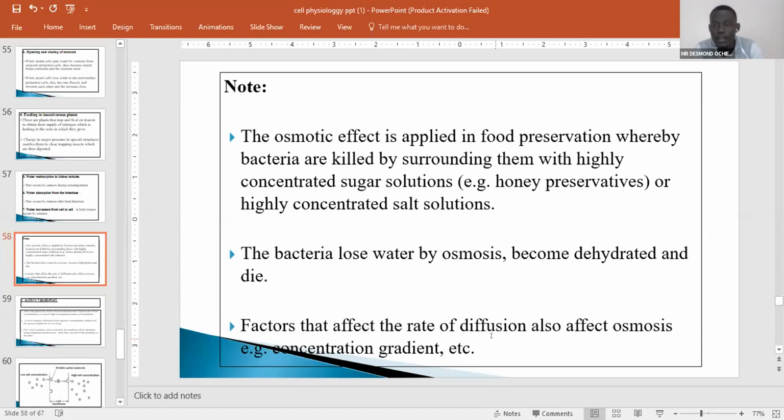Concentration gradient, you can write them down because they are not part of my slides here. We have concentration gradient and concentration of solutions. And another factor which is important here is temperature.